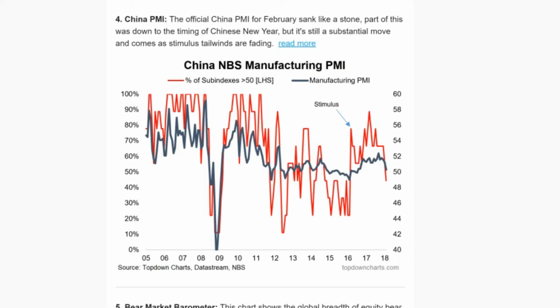But at the same time, a lot of the stimulus tailwinds are starting to fade, so it would not be out of place to see the China PMI rolling over, or at least tapering off a little bit in the back of that. So is it in the right direction? Quite possibly, but it's probably a little bit overstated.